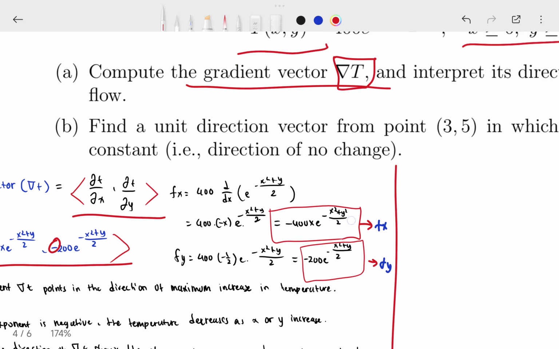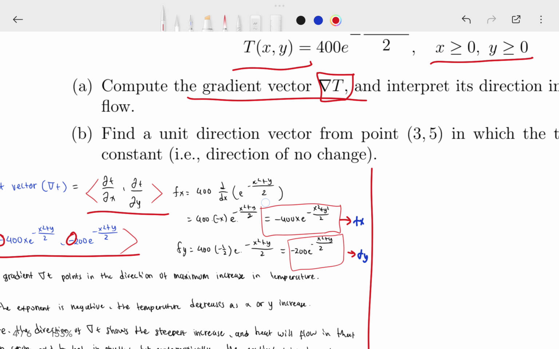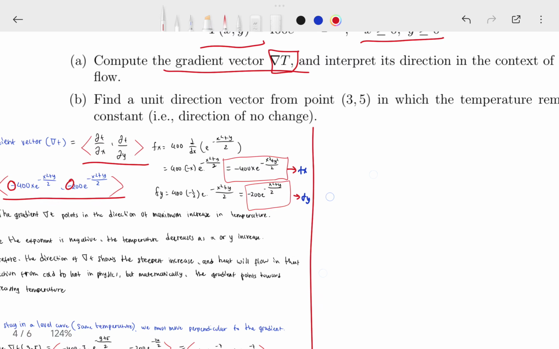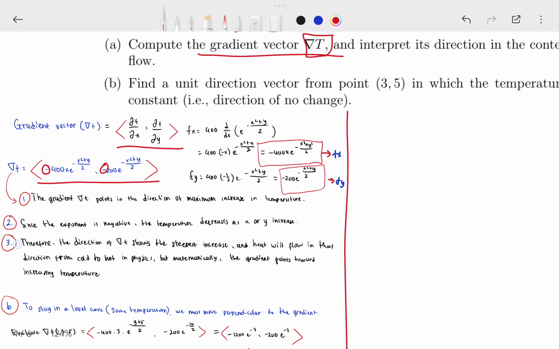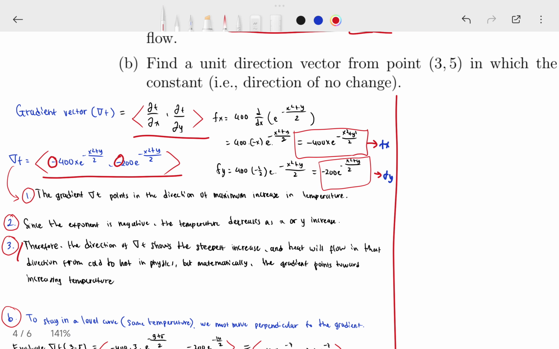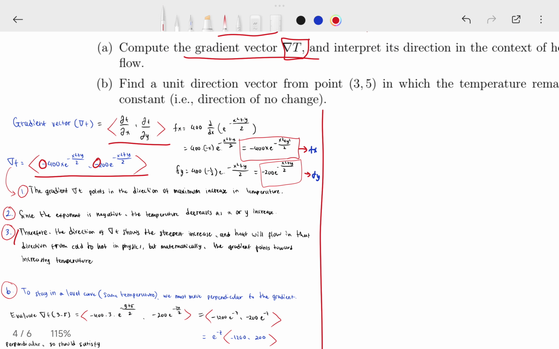So the conclusion is, the gradient vector we already got, and then interpreting its direction in the context of heat flow. The gradient of f is the steepest direction, and if x and y increase, it is going to get colder.